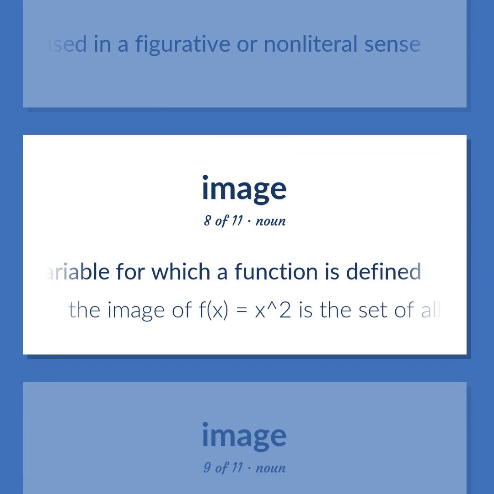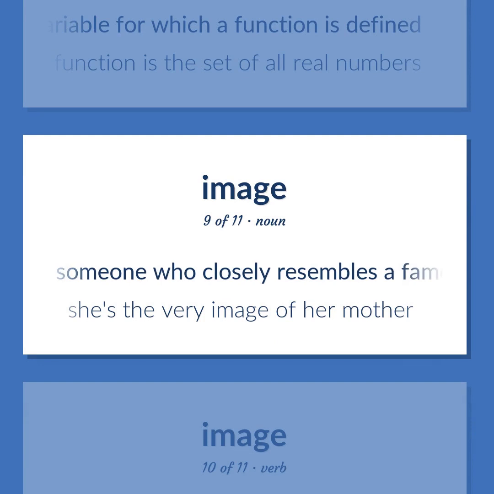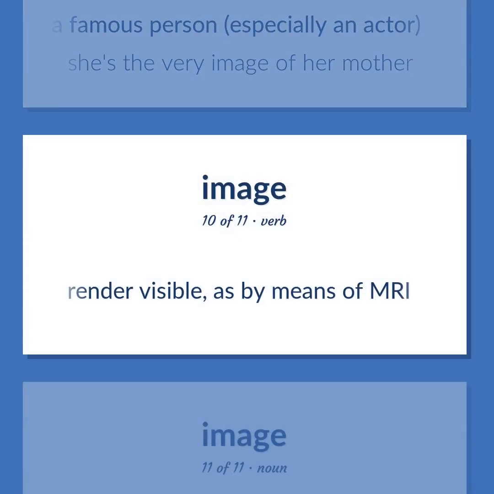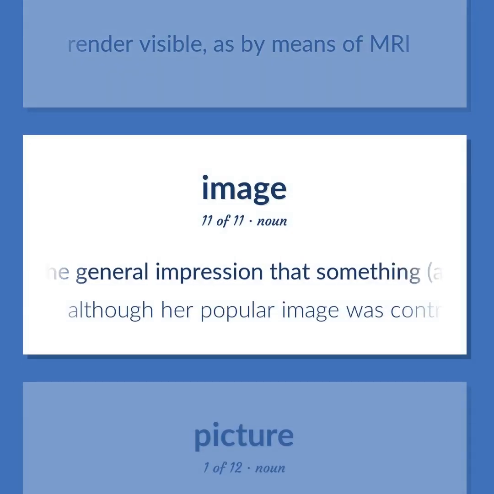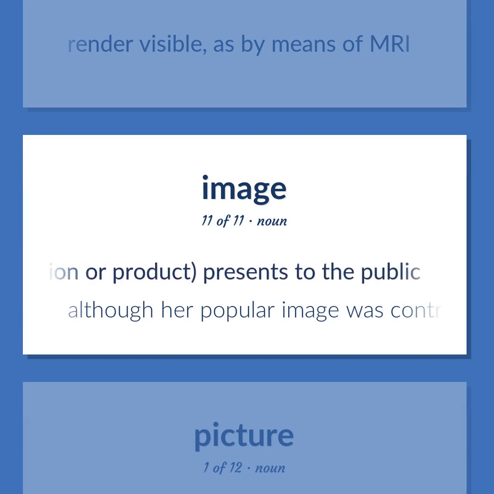The image of f(x) = x squared is the set of all non-negative real numbers if the domain of the function is the set of all real numbers. Someone who closely resembles a famous person, especially an actor. She's the very image of her mother. Render visible, as by means of MRI. The general impression that something, a person or organization or product, presents to the public. Although her popular image was contrived, it served to inspire music and pageantry.